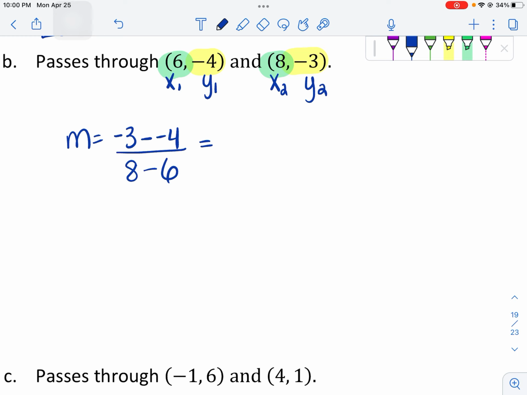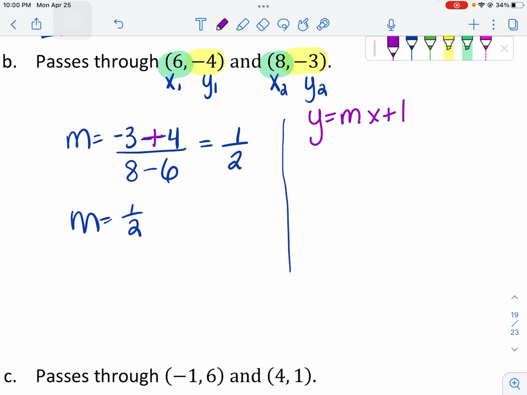So then simplifying this as best I can, negative 3 minus a negative, remember that's going to be plus. So negative 3 plus 4, it'll be 1. 8 minus 6 will be 2. So we're going to have a slope of 1/2. Then I'm going to go ahead and plug that into my y equals mx plus b equation. And I'm going to get y equals 1/2 for my m, x plus b.